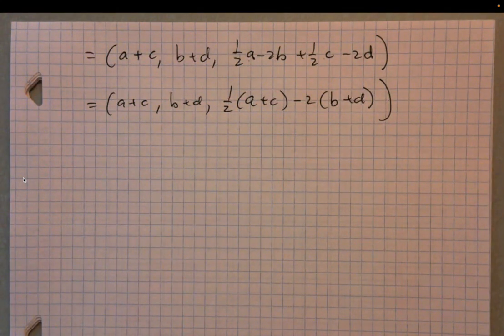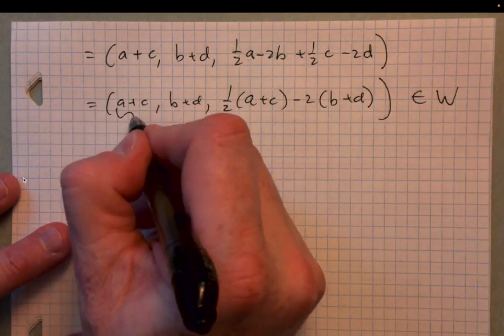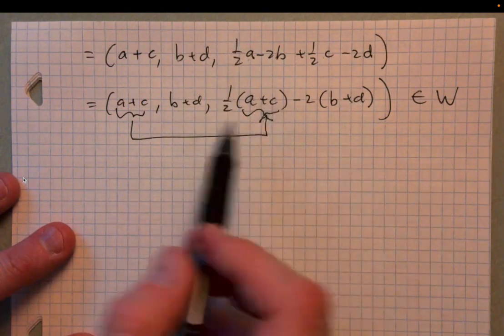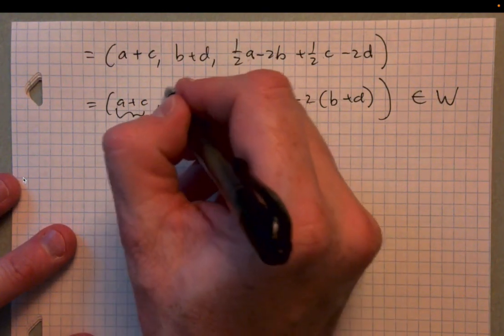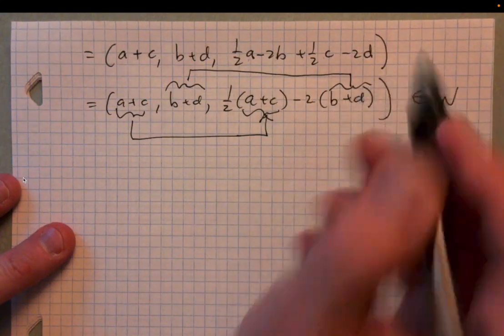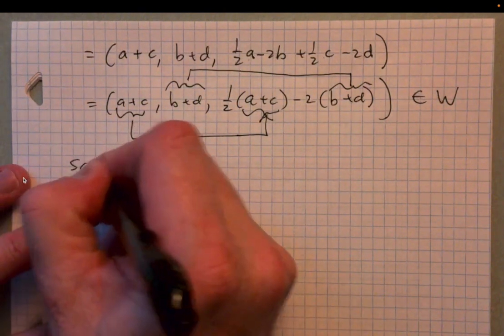Does that look right? This is in W, isn't it? Now notice here, that piece there is the first component. And we're taking half the first component. And then this piece here is the second component, and we're subtracting off twice the second component, right? So when I add them together, the property holds, the relationship holds. Does it work for scalar multiplication?